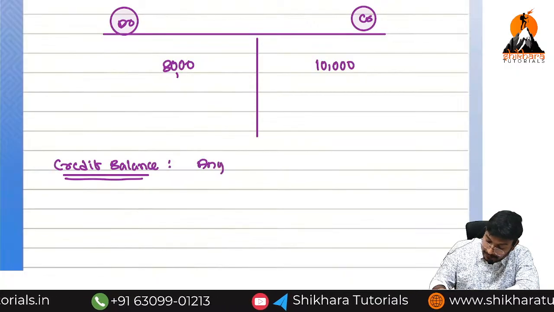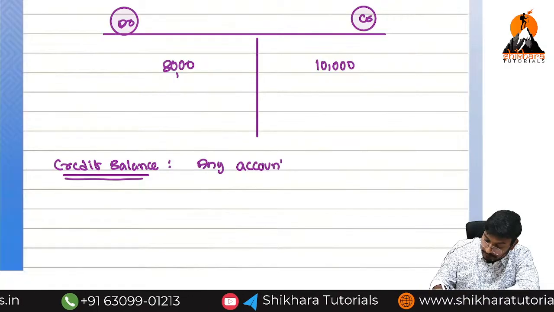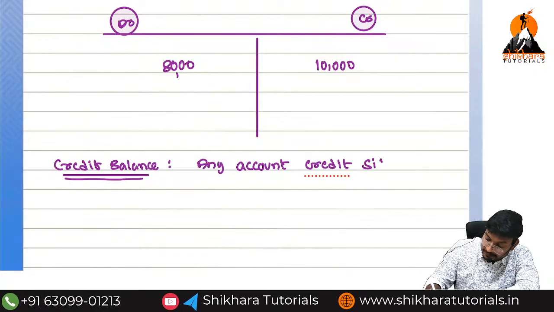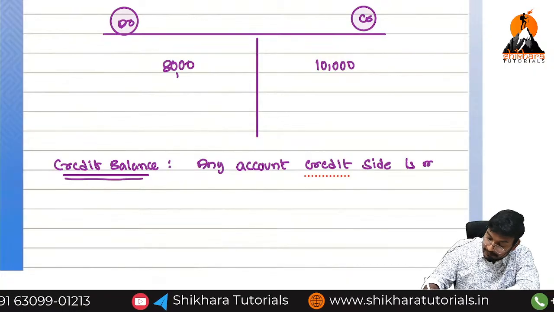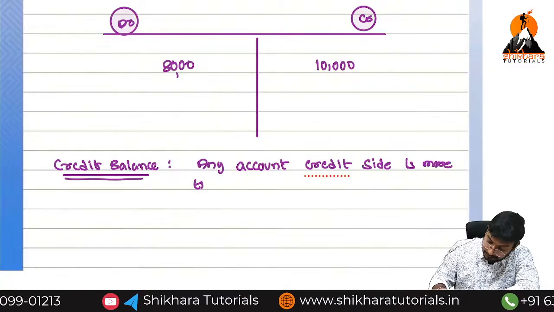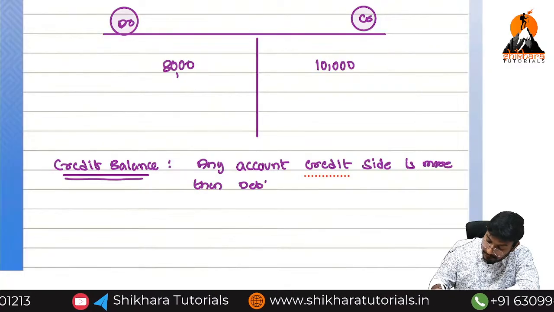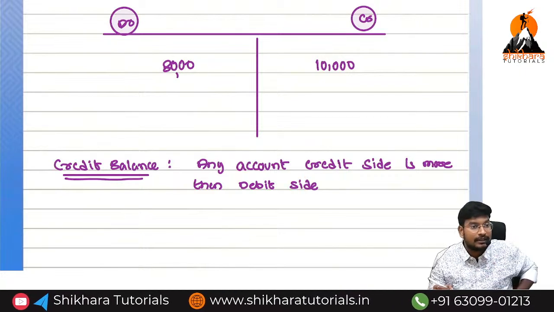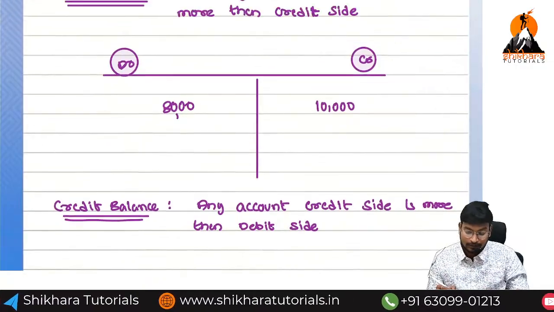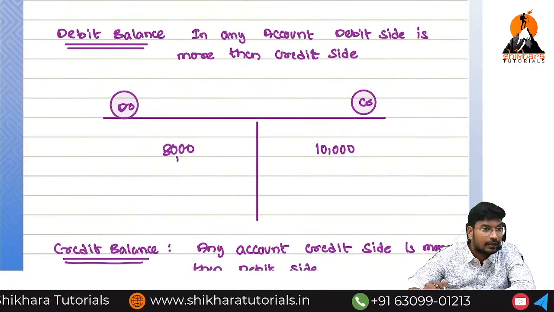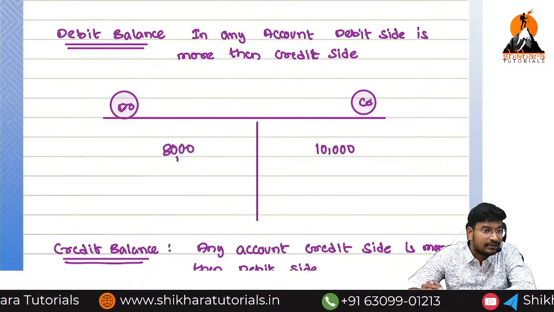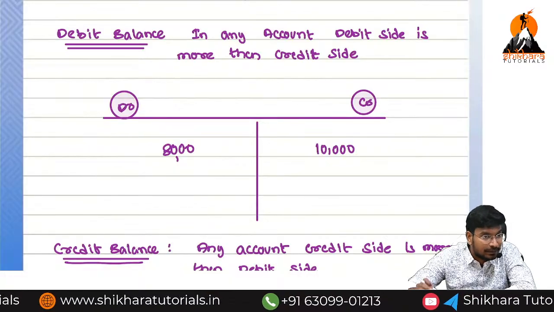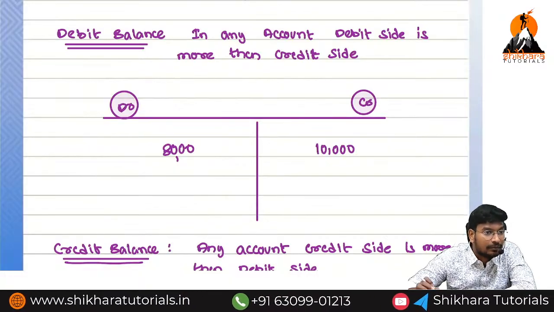So in any account, if the credit side is more than the debit side, then that account is showing which balance? Credit balance. So remember, what are the four items we have? Expenses, assets, incomes and liabilities. Expenses and assets will have debit balance. Incomes and liabilities will have credit balance.